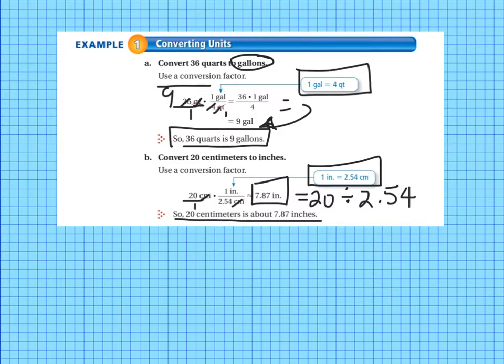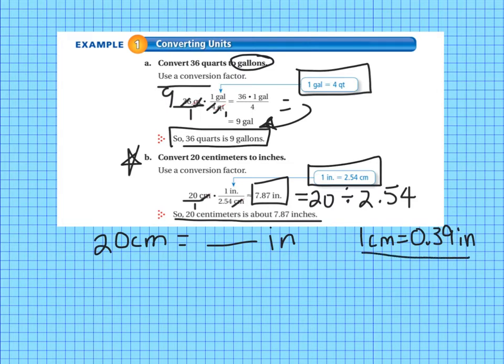I'd also like to take a minute to show you an alternative way to do this. What you can do, and I'm going to show you with letter B, is if you want to know how many inches there are in 20 centimeters, so 20 centimeters equals some inches, you can go to the conversion table at the back of your book, which is on slide 9 here in this slideshow, and you will see that 1 centimeter equals 0.39 inches.